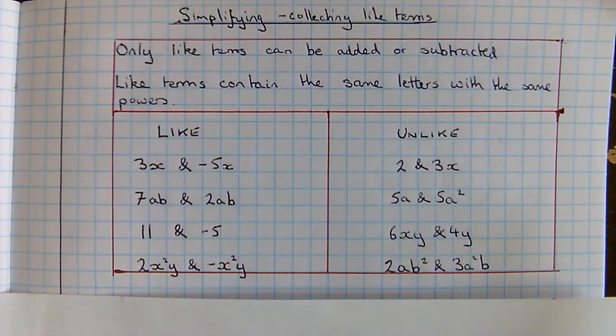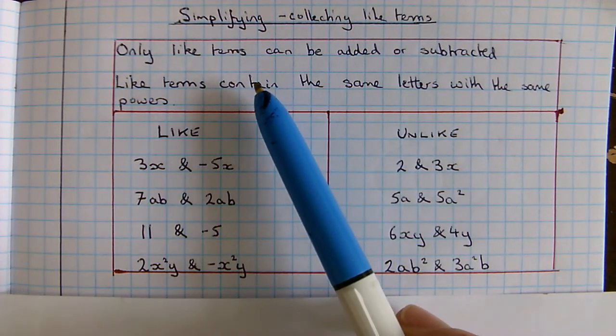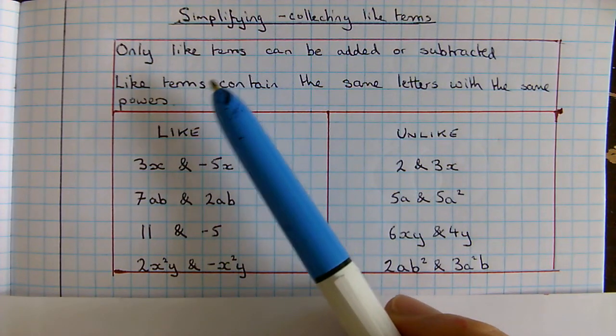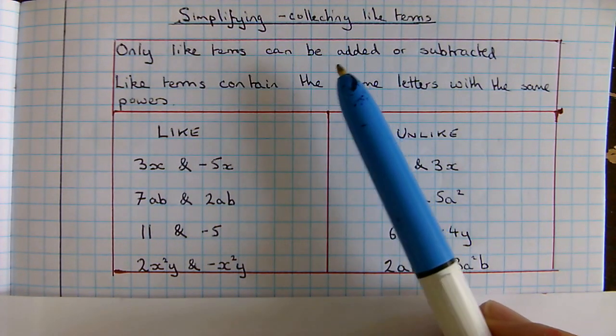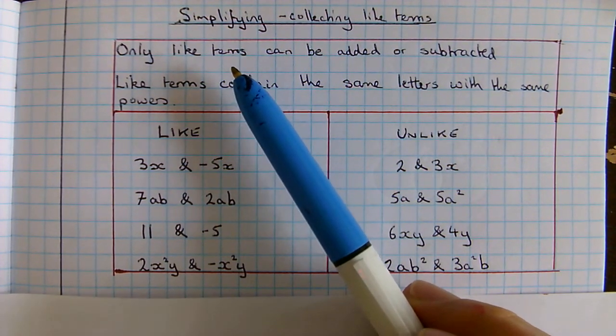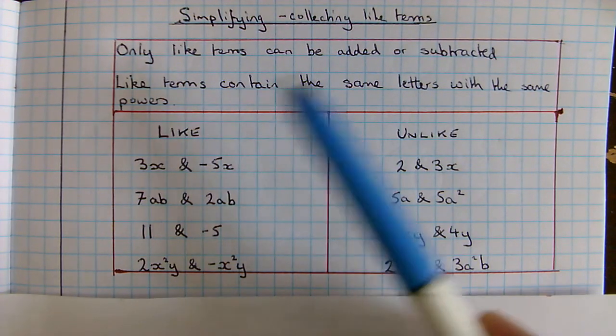The first is that only like terms can be added or subtracted. So we're going to look at an example and then have a look at which terms are like each other. If they're like each other, then we can add or subtract them. If they're unlike, then we're not able to do anything to simplify them by adding or subtracting. And the definition of a like term is one which contains the same letters with the same powers.